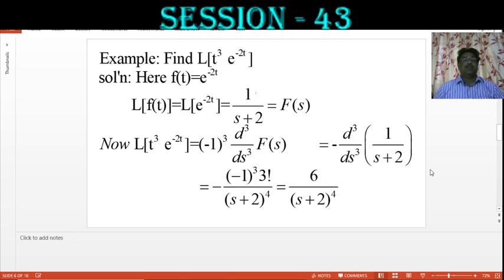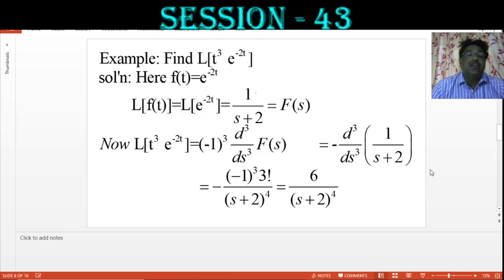See this example also. Find L of t cube e raised to minus 2t. Here f of t is equal to e raised to minus 2t. L of f of t is equal to L of e raised to minus 2t. First we should calculate that one, which is 1 upon s plus 2, that is equal to f of s. Here, no doubt, it is also of the Laplace transform derivative type.